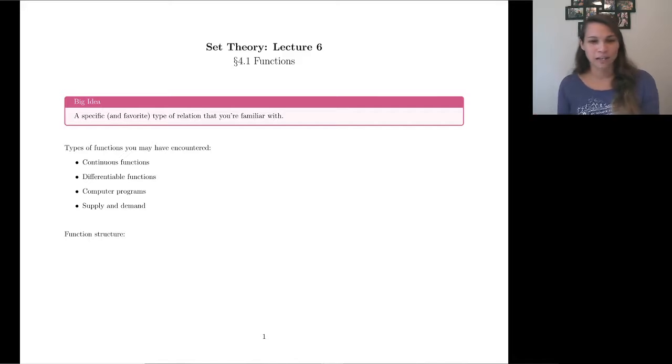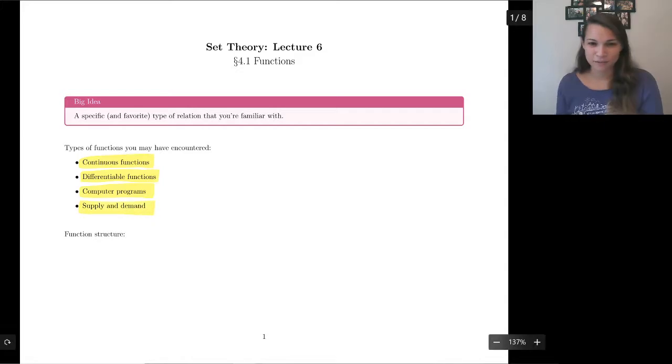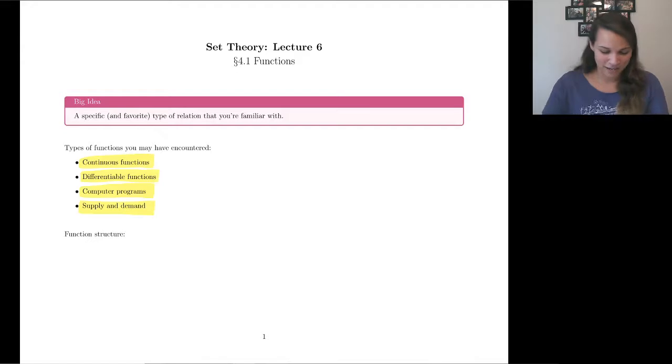Types of functions you may have encountered before. We've got continuous and differentiable functions from calculus. You may not have thought of it this way before, but a computer program is also a function. And then for all my business people out there, we've got supply and demand. So then what do all these have in common?